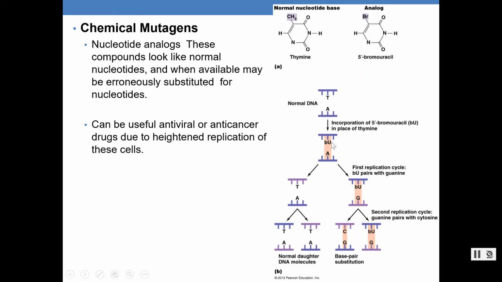That becomes an issue because the next time that cell divides, 5' uracil doesn't bind right. Instead of binding to an A like normal thymine does, it actually forms hydrogen bonds with guanine. And so you can see you end up with a base pair substitution. All right, so how does this become a drug?